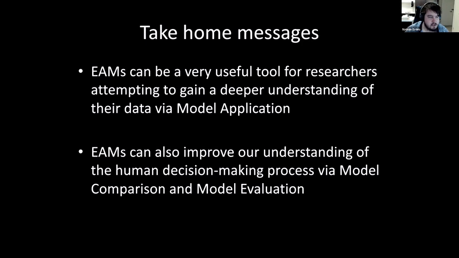And they can tell us so much about data and can give us a much deeper understanding of what's going on at a process level through model application. So they can tell us a lot more about our data than just looking at response time and choice. And they can also improve our overall understanding of human decision-making, right? They can also be used in model comparison and model evaluation to much better understand the decision-making process as well, like I showed you with collapsing thresholds and with the double responding stuff.